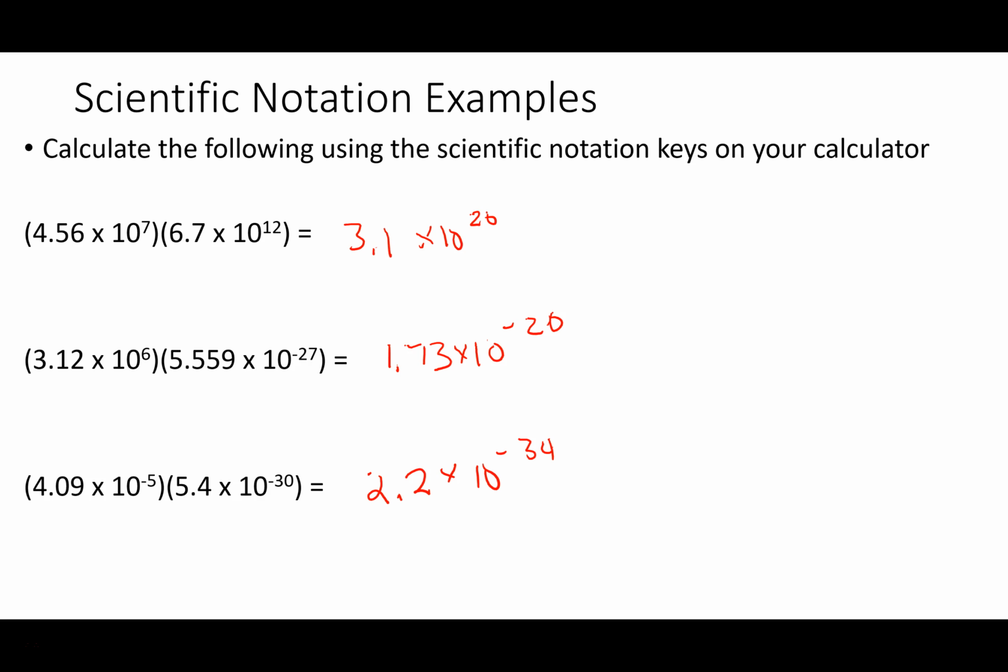But in general, what you'll do is you'll put in the decimal number, you'll hit your EXP or your SCI key, and then you'll put in the power of 10. Oh, see, you guys don't admit when you get them. Okay. So that's all I have today.